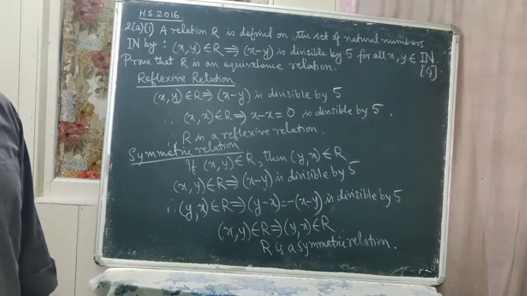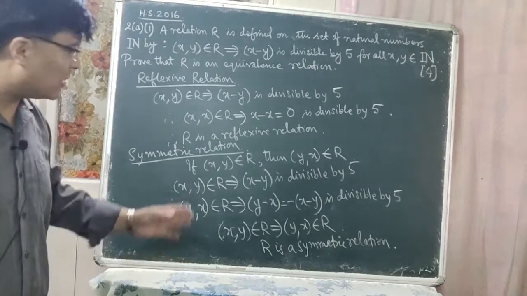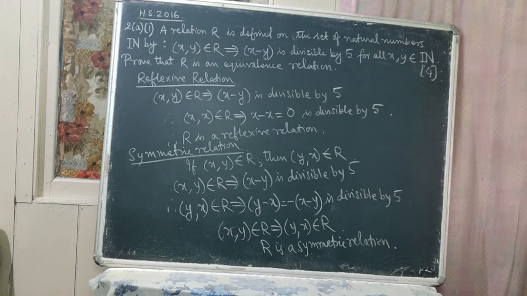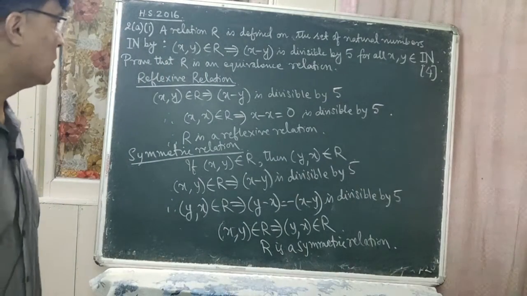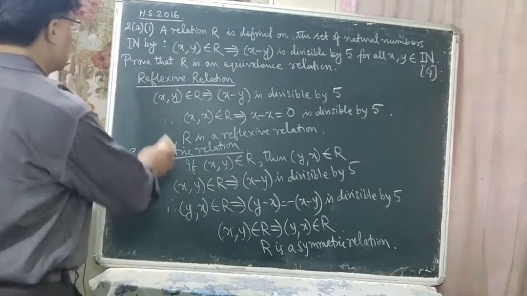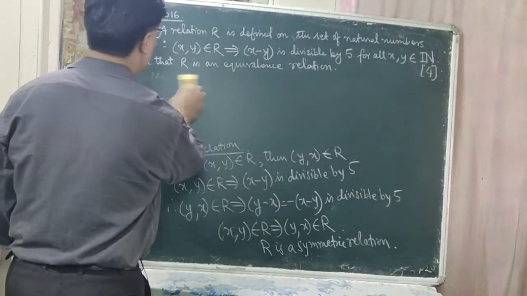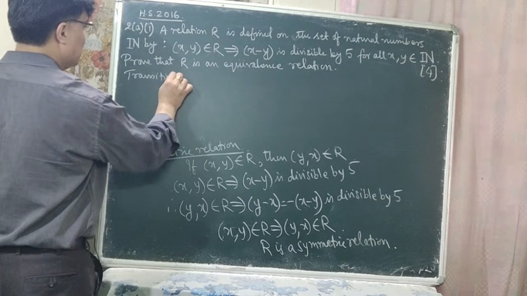So I think you have understood it. So you can copy it. So we have proved R is a reflexive relation and also R is a symmetric relation. So you can copy it. Now we will prove for transitive relation.